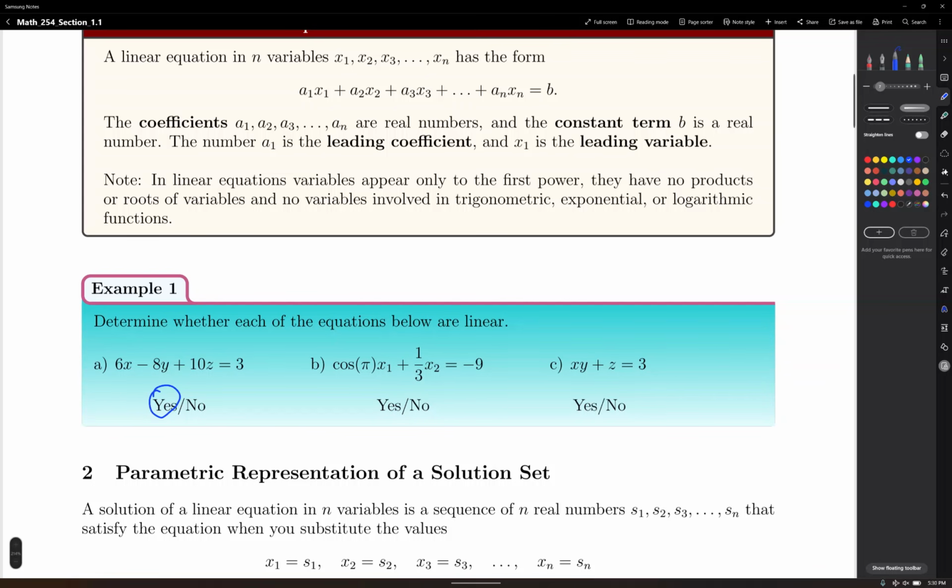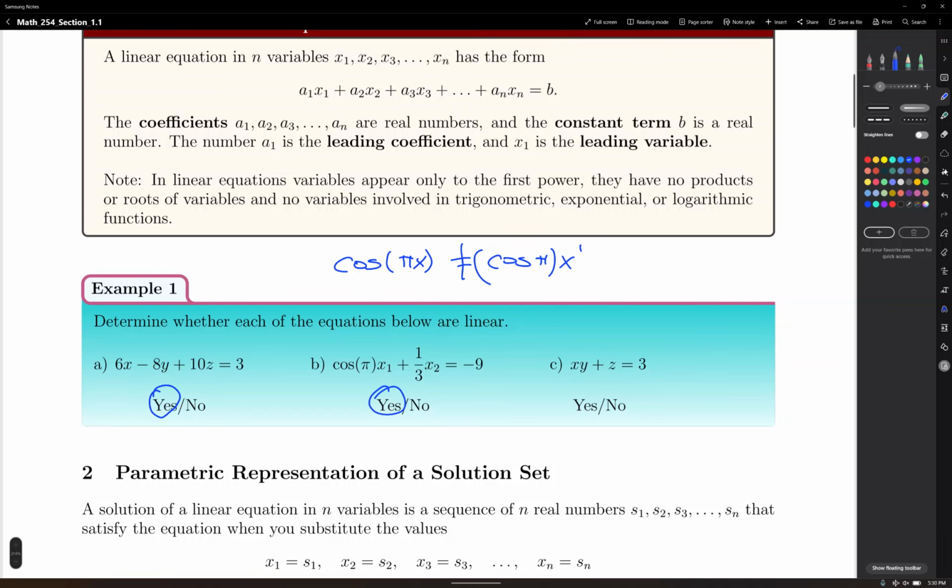I think the cosine pi right here might be the weird part of the problem. Be careful. It's not the same to say cosine of pi x, which is a nonlinear trigonometric function, as cosine of pi times x. This is x to the first power times cosine pi, which is negative one. Negative one times x to the first is still linear. So, yes. And letter C?